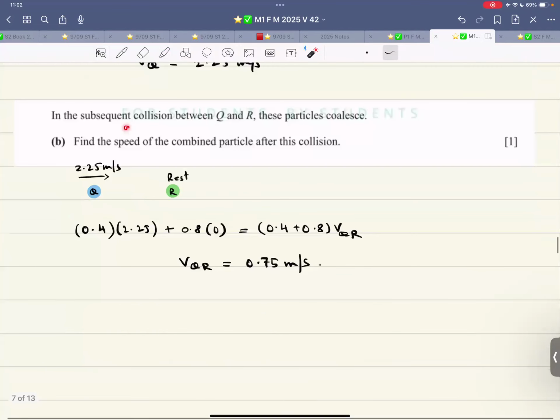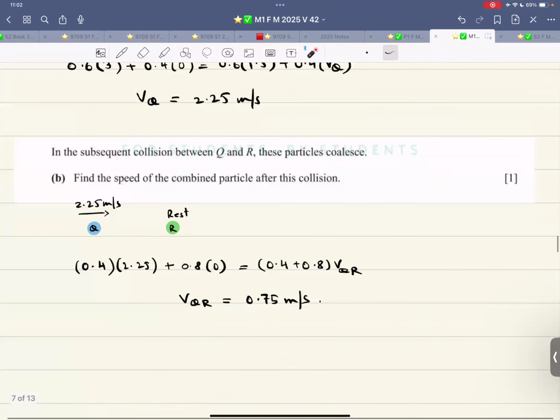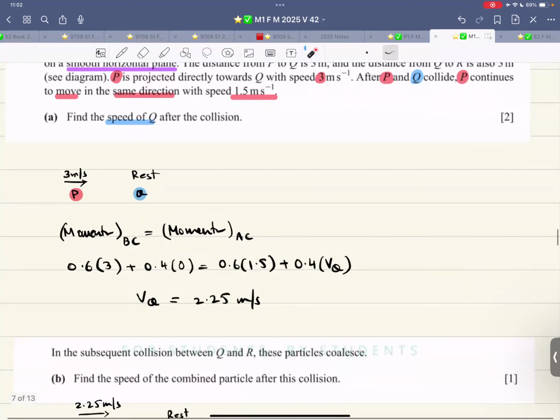And then it says in the subsequent collision between Q and R. That means Q also is moving forward. It will collide with R, which was at rest. The particles coalesce. They become a single body. That is what the word coalesce means. Find the speed of the combined particle after this collision. 2 marks, 1 mark, 3 basic marks.